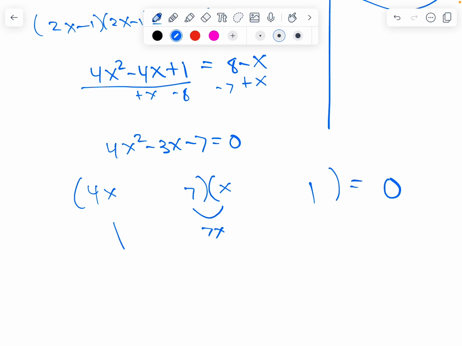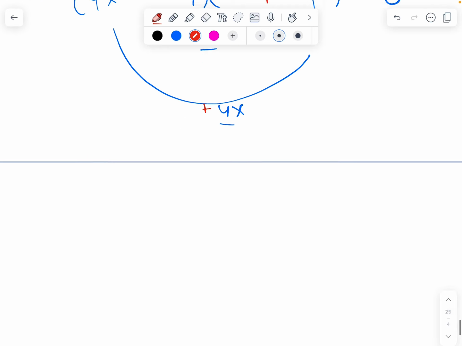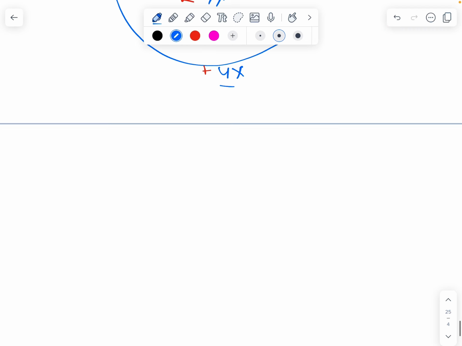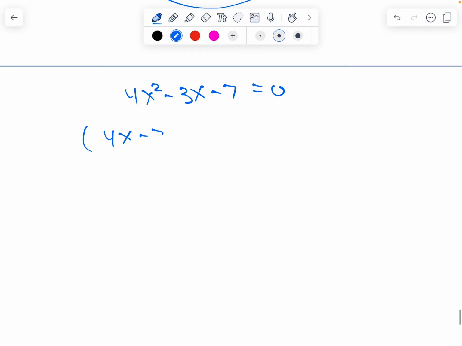That gives me 7x, that gives me 4x, and I say, hey, I can do something with 7 and 4 to get -3. All I've got to do is make this guy negative, this guy positive. So we've got that factored. We've factored 4x squared minus 3x minus 7. Well, we haven't really solved it, we factored it, which is pretty close to having it solved. We had 4x minus 7, x plus 1.